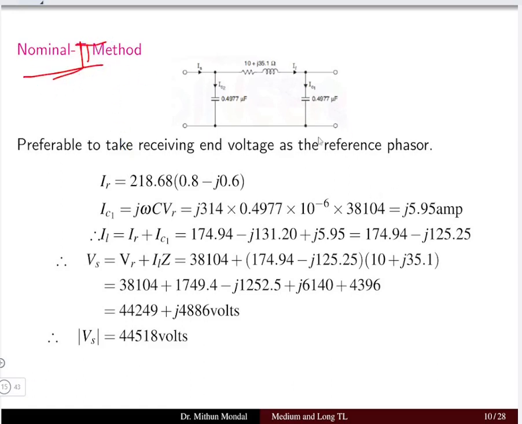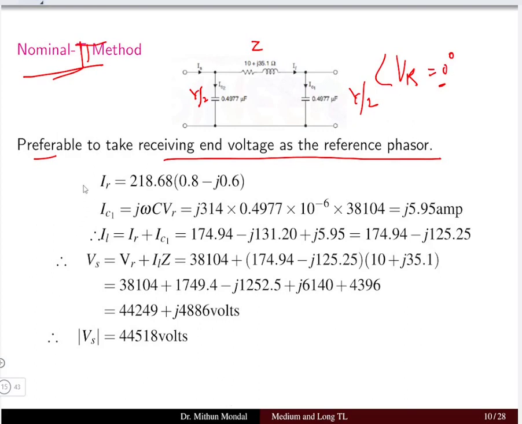In the nominal pi method, we will have Z here, and we will have Y by 2 and Y by 2. This side will be distributed in terms of admittance, and then we can apply the KCL and the KVL. So it is preferable to take the receiving end voltage as the reference phasor. So we will take the angle of VR equal to 0 degrees, which we have done in the previous problem also. Take the value of the receiving end current which we have determined previously.